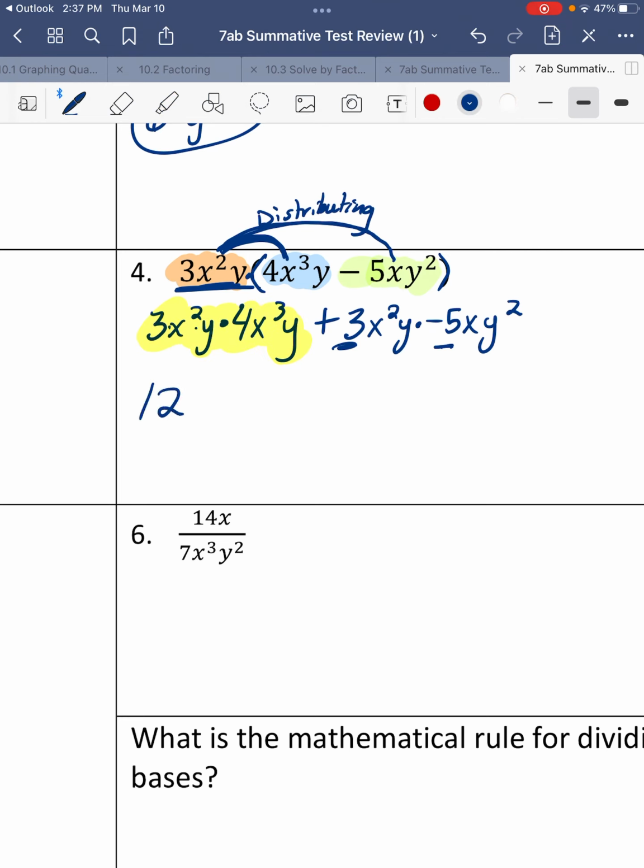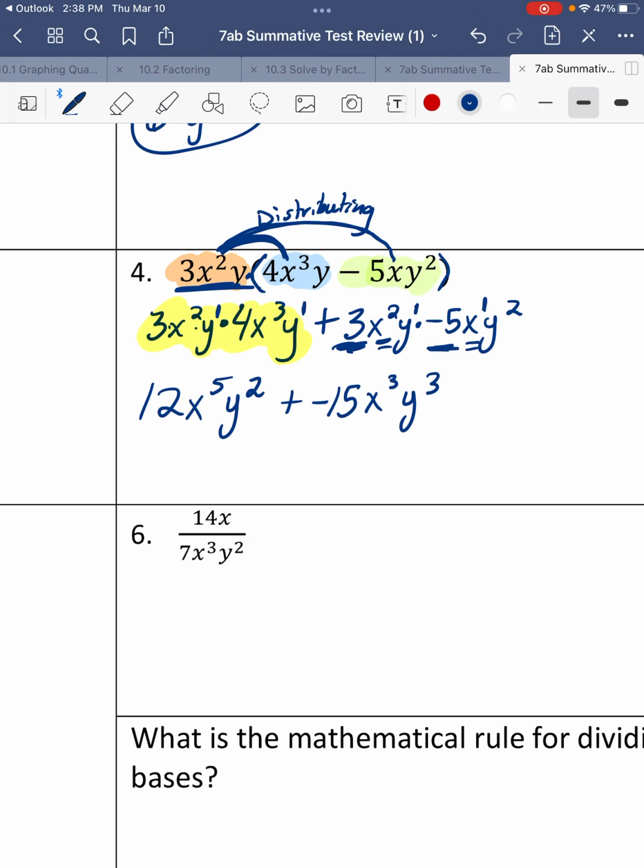We have 3 times 4 is 12. The x's, you have x squared and x to the third, that's x to the fifth. Y's, they don't have exponents, but they really do, they're ones. So y to the 1 plus 1 is 2. I'm going to bring that plus down just for now. We have 3 times negative 5 is negative 15. X squared times x to the first is x to the third, like bases add exponents. Y, we have y to the first and y to the first, that's going to be y squared.